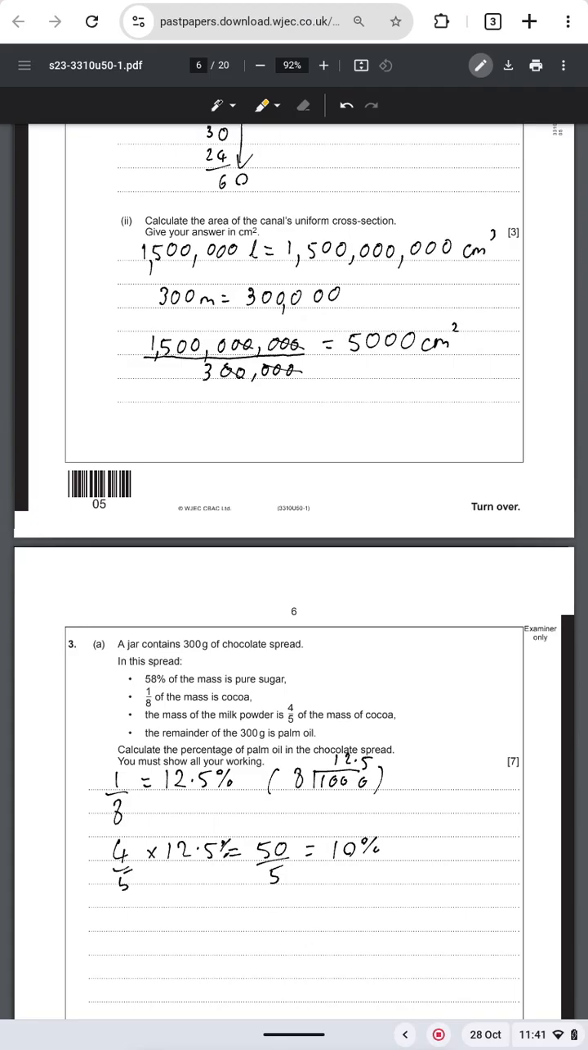So we now have 58 plus 12.5 plus 10. So that all totals to give you 80.5%. Therefore, palm oil is equal to 19.5%.